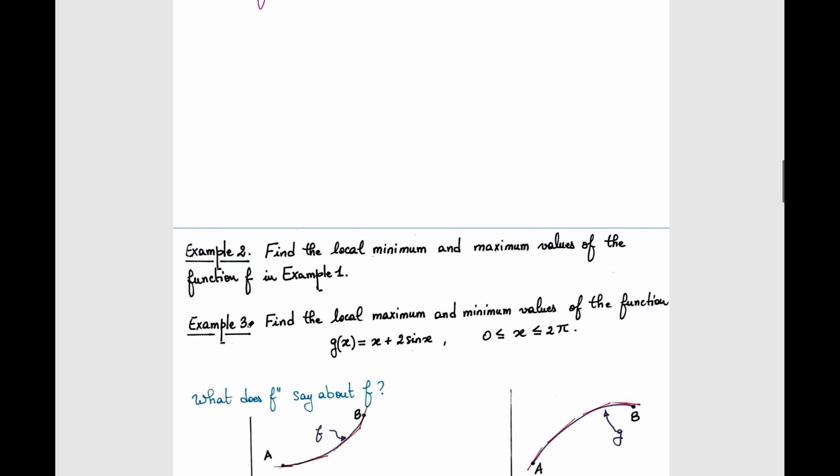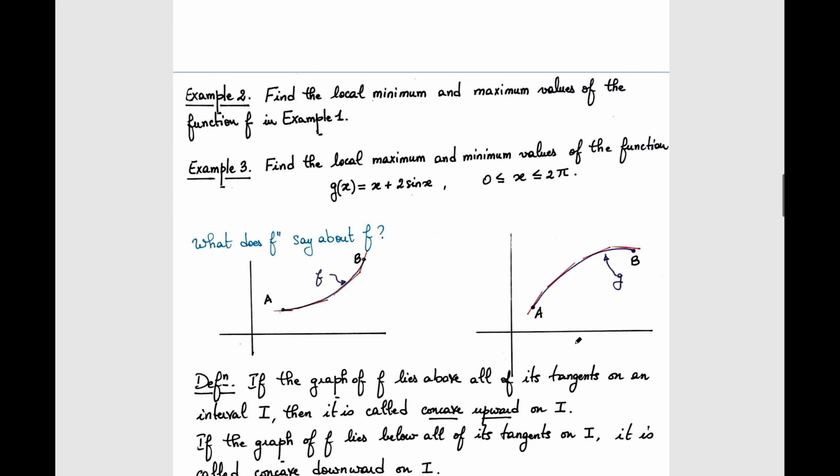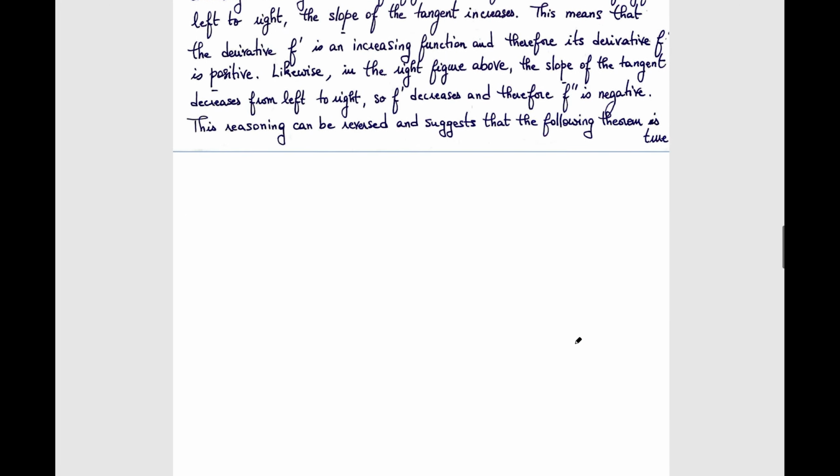this is example 2. Example 3, find the local maximum and minimum values of the function g of x equals x plus 2 sine x when x is between 0 and 2 pi. Okay, let's go to the next page and try to write the details of the solution of this example. So this is example 3. So the function is g of x equals x plus 2 sine x. And we are talking about x's being bounded below by 0 and bounded above by 2 pi, right?